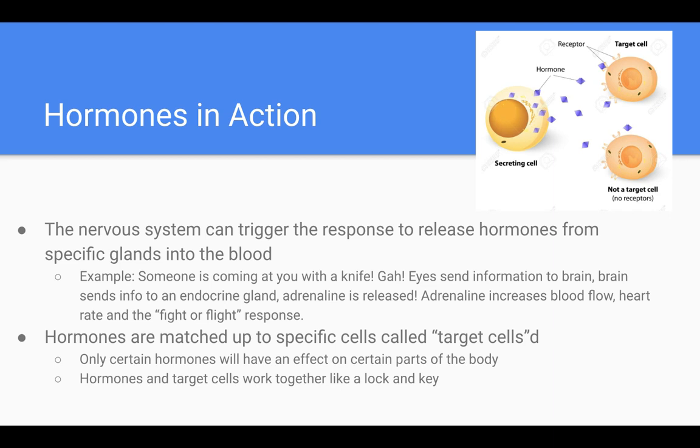And all of our hormones are matched up to specific cells that are called target cells, where only certain hormones will have an effect on certain parts of the body. So the hormones and target cells work together just like a lock and a key.